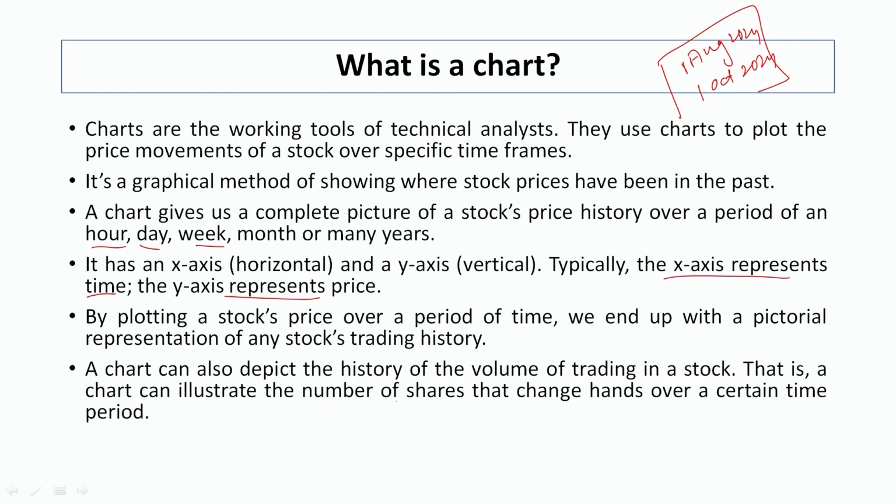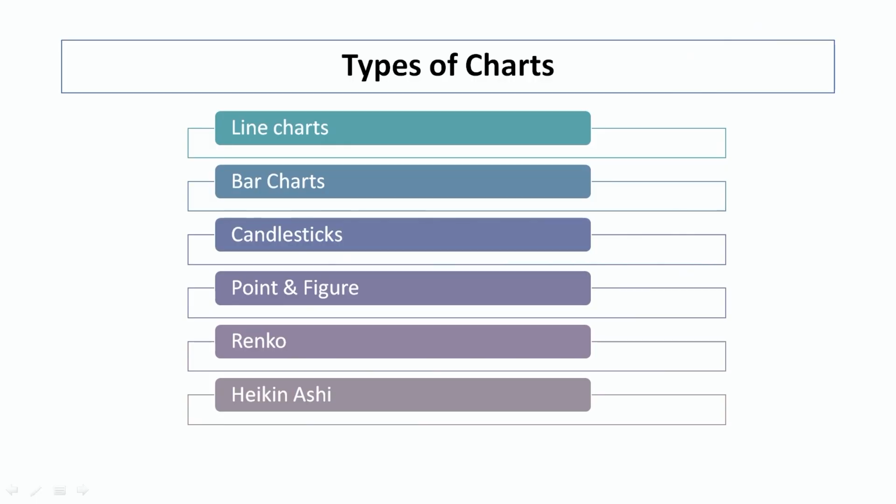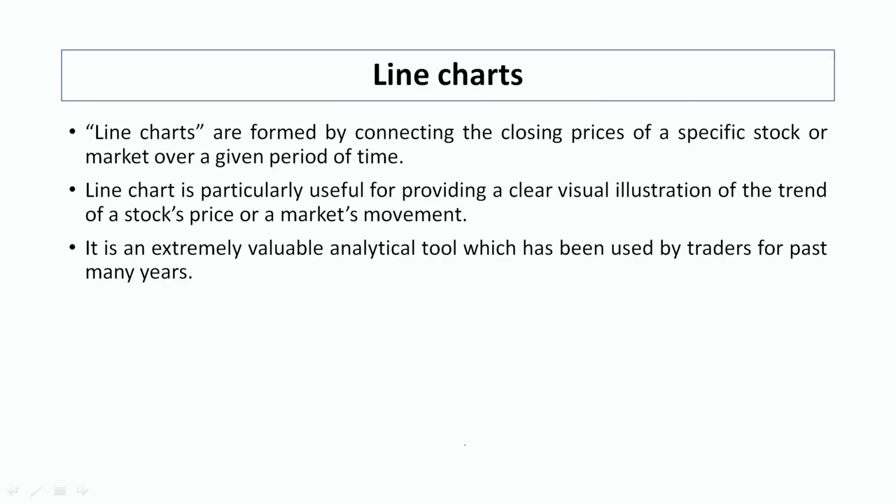A chart can also depict the history of the volume of trading in a stock. That is, a chart can illustrate the number of shares that change hands over a certain period of time. So on the basis of a chart, we can check the prices and the performance of a particular stock, as well as the volume data. These are the charts which we are going to explain: line chart, bar chart, candlestick, point and figure, Renko and Heikin-Ashi charts.